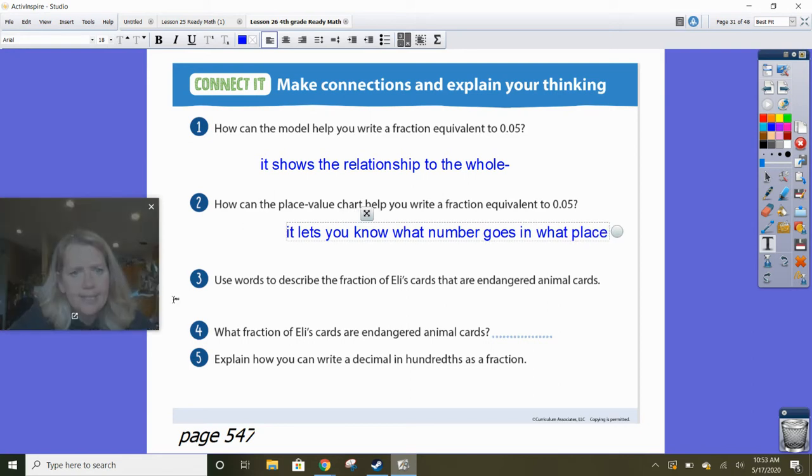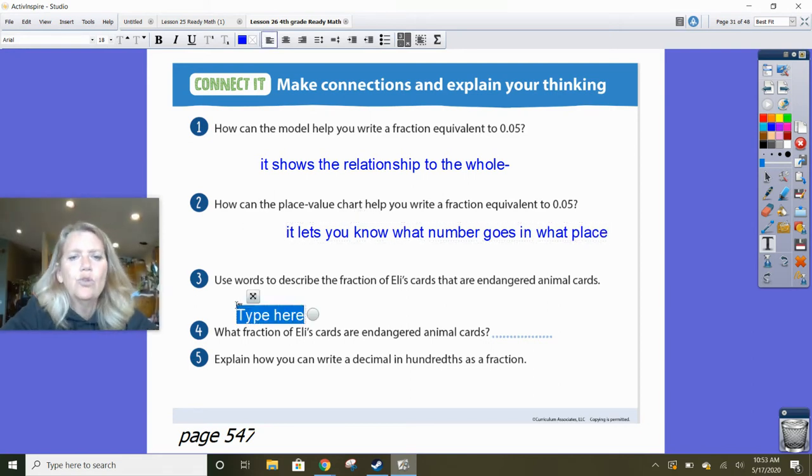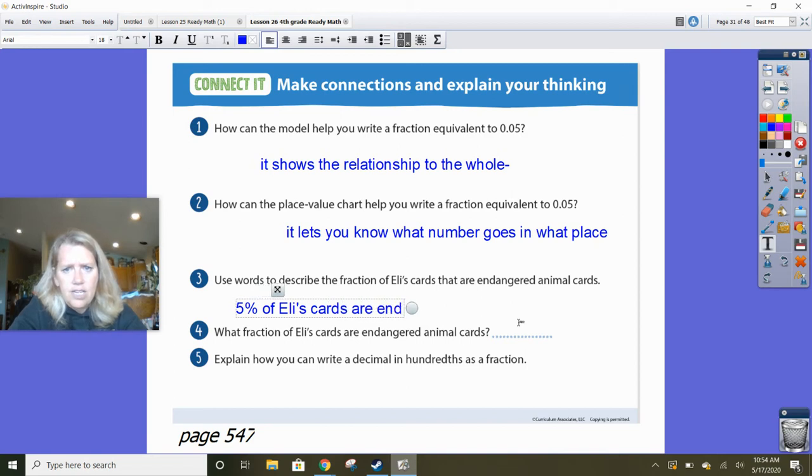Really keeps you organized. Use words to describe the fraction of Eli's cards that are endangered animal cards. Okay, so now we're just putting in words, which we have said many times. I kind of like the idea of using the words 5%, but we're doing fractions and decimals. So if you agree, you could write it as 5% of Eli's cards are endangered animal cards.